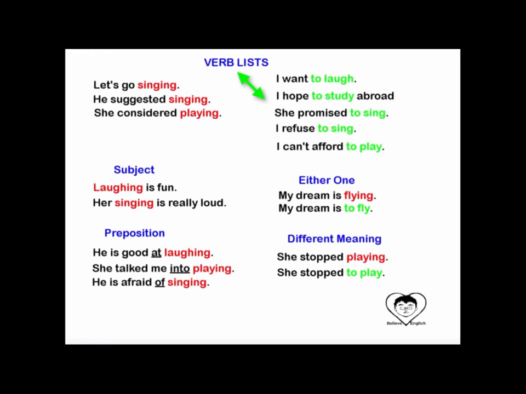A few other patterns will show up. Gerunds tend to be the subject of sentences, and gerunds are what I almost always see after a preposition: at laughing, into playing, of singing. There are a few verbs that take either one: dream, like, and love. I love flying, I love to fly.